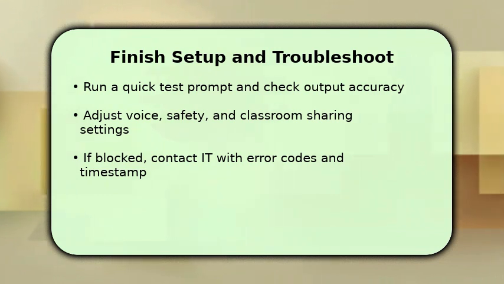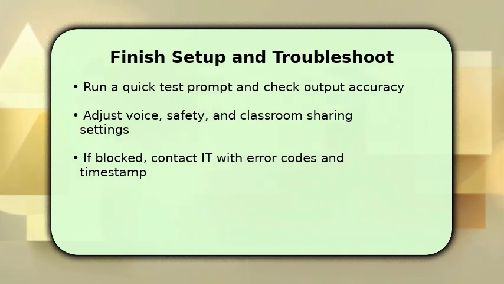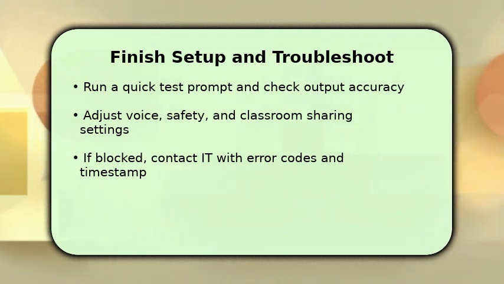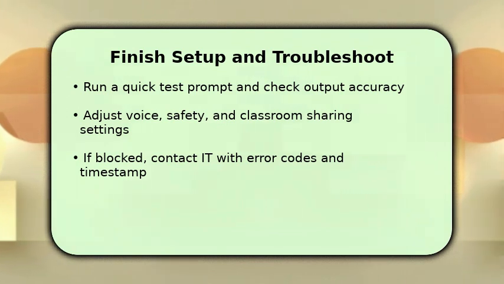If activation fails or features are blocked, capture the error code and time, then contact your IT or admin team, providing specifics to speed resolution. Keep calm and retry after an admin change, since permission propagation can take a few minutes to 1 hour.